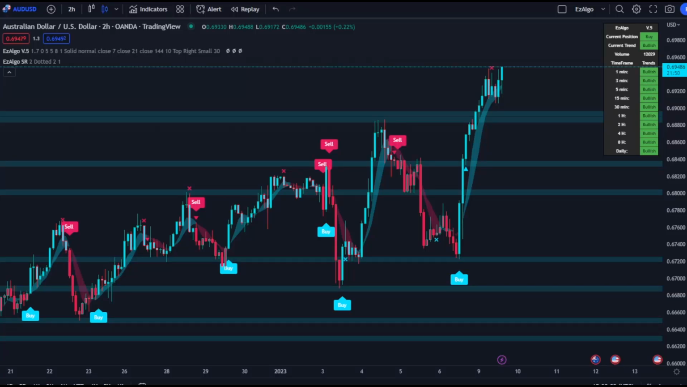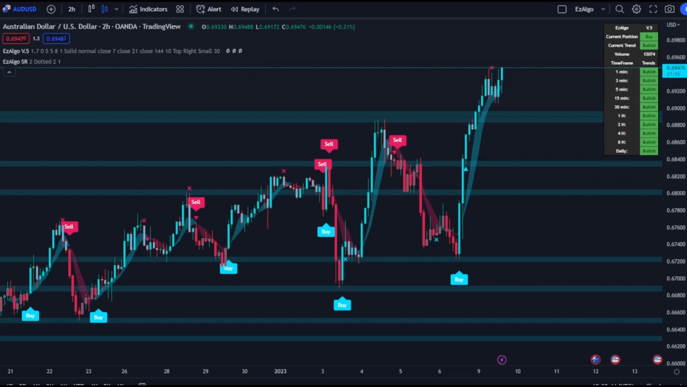All right, guys, I wanted to show you how to trade with the trend profitably using the EzAlgo trading indicator. Now, this is a rule-based strategy, so follow the rules and you will be profitable. The first thing you want to do in this strategy is make sure that you're in a certain trend, whether it's an uptrend or a downtrend. If the market is ranging, don't enter a trade.